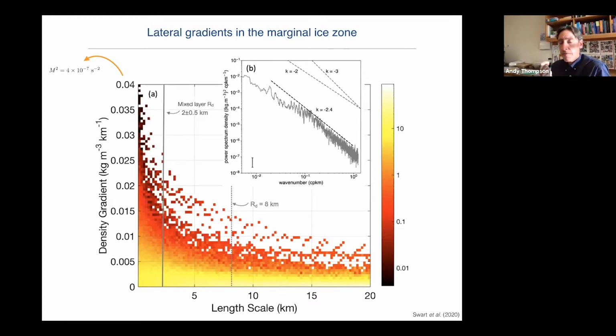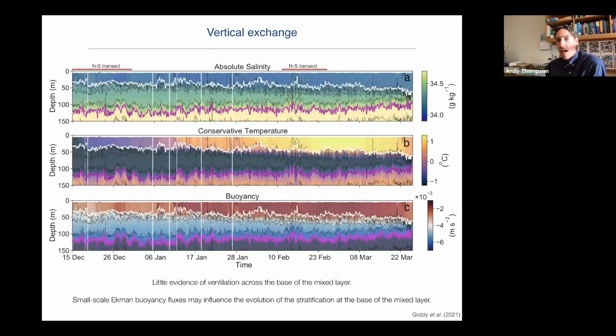So you have strong lateral density gradients, but your mixed layer is pretty shallow. So I'm showing here time series of salinity, conservative temperature, and buoyancy that comes from the glider data now. And you can see, especially if you look at the buoyancy, that the mixed layer is essentially capped by this fresh water.